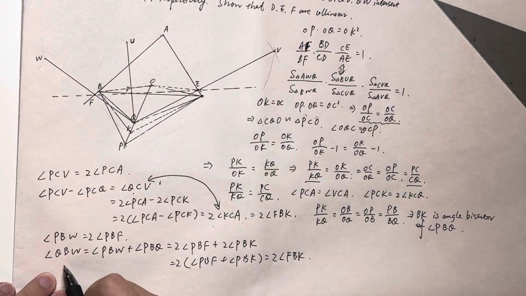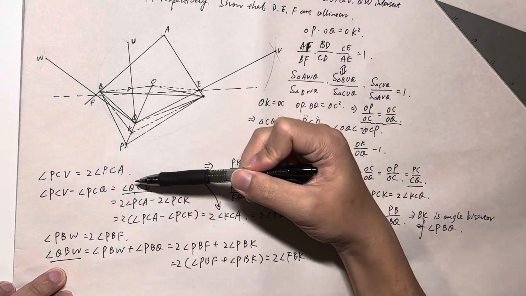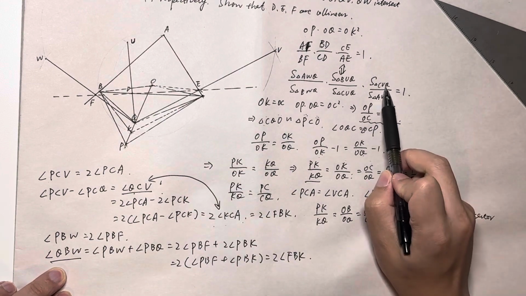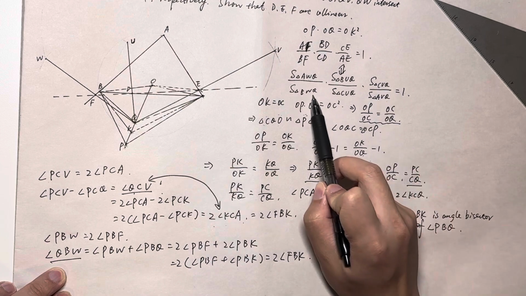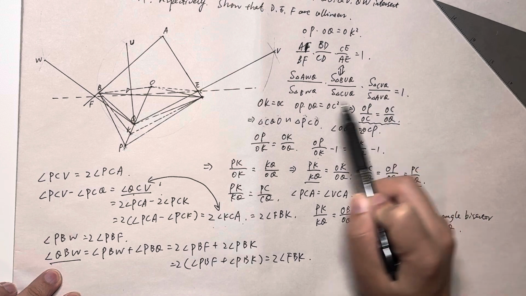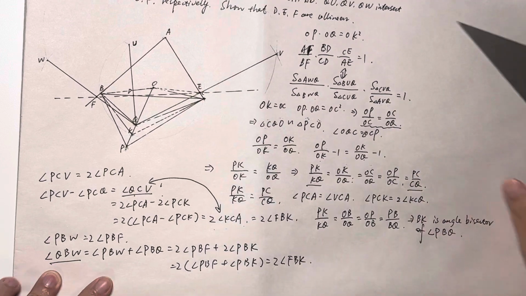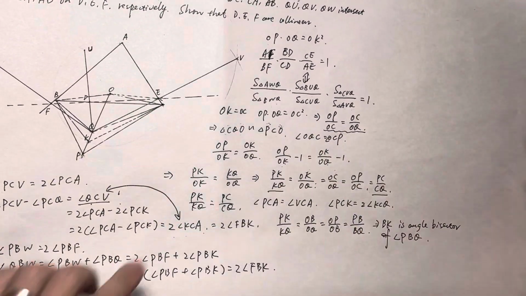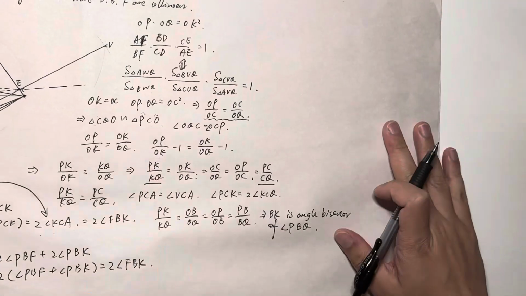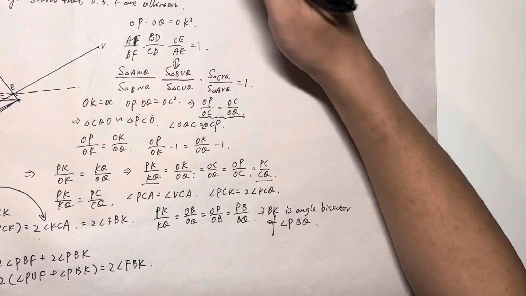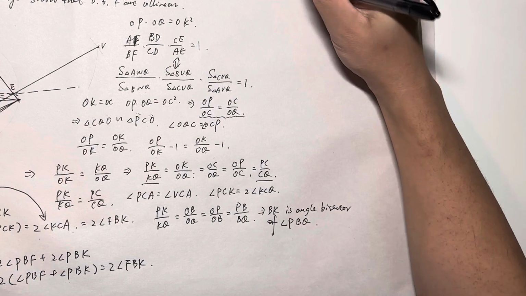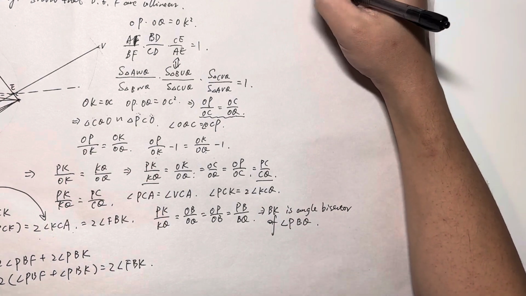Right? So we find that angle QCV equals to angle QBW. Again, QCV equals to QBW. Now we can look at this side, right? The Menelaus theorem. We already know that angle QCV equals to angle QBW.